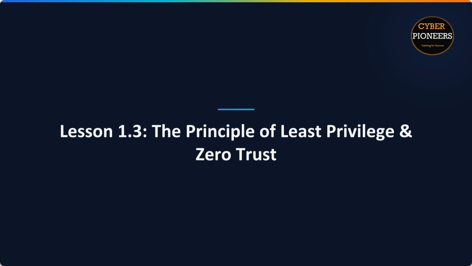Welcome back. In this video, we're covering Lesson 1.3, the principle of least privilege and zero trust. Up to this point, we've broken down core identity and access management concepts and explored how legacy Active Directory differs from modern cloud identity in Microsoft Entra ID. Now, before we step into our hands-on labs, we need to master the two foundational security philosophies that drive every single configuration in modern cloud architecture.